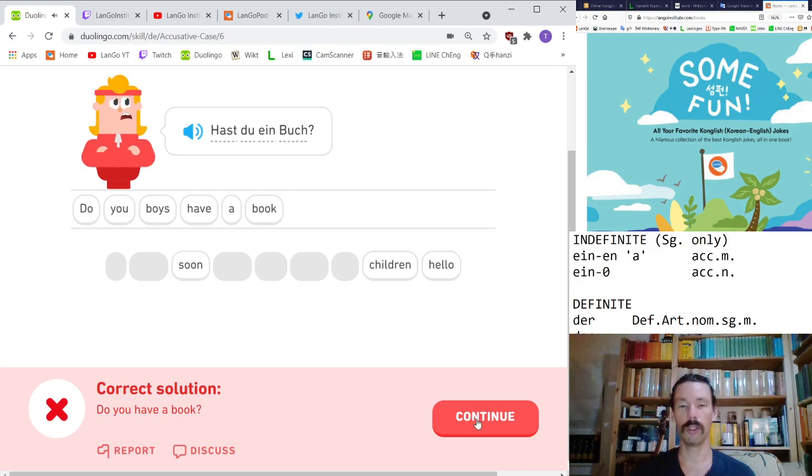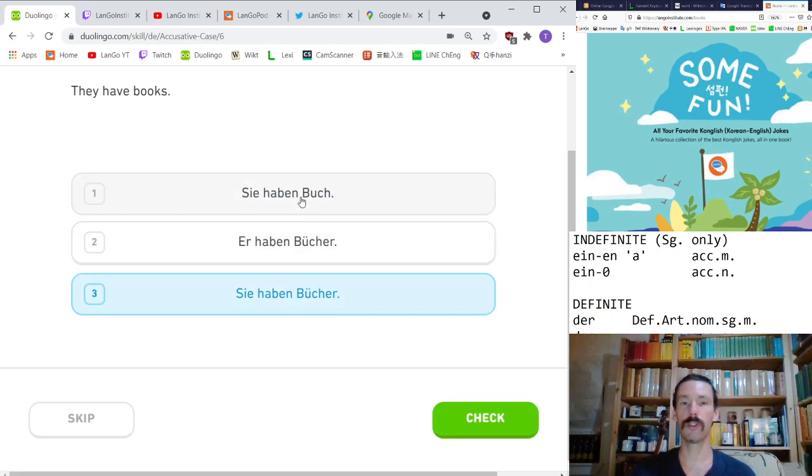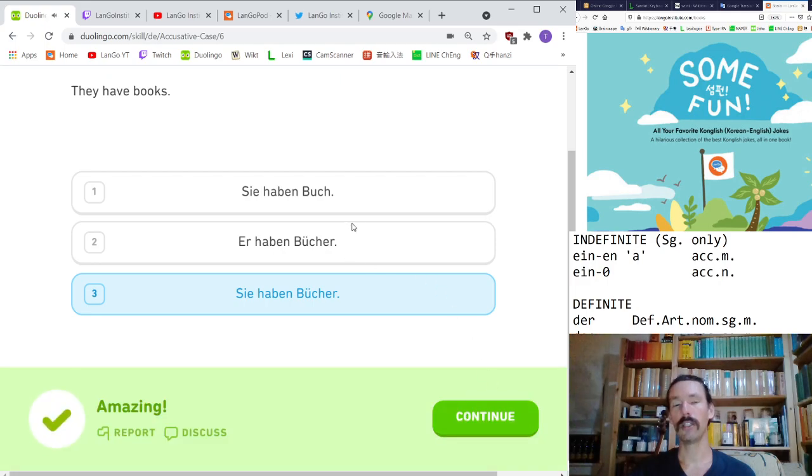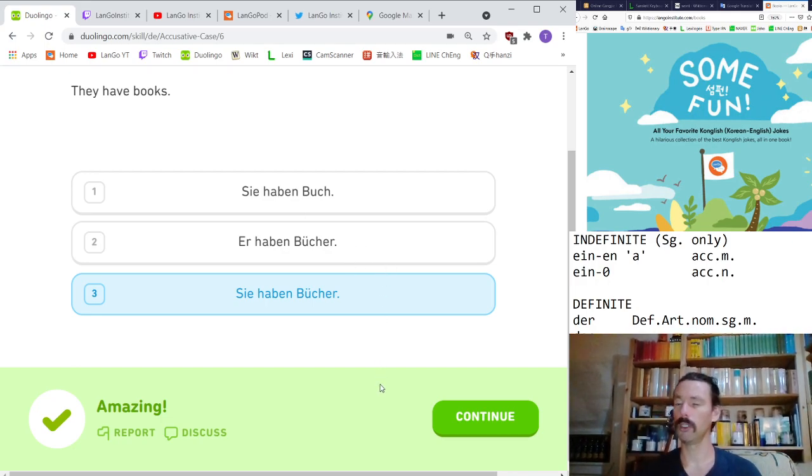Do you boys? Yeah, where did that come from? They have books. Sie haben Buch. Not quite. Sie haben Bücher. This one sounds bad. Sie haben Buch. As in English, a singular countable noun wants some article with it, a book or the book. They have book could exist with a certain idiomatic meaning, but otherwise no.